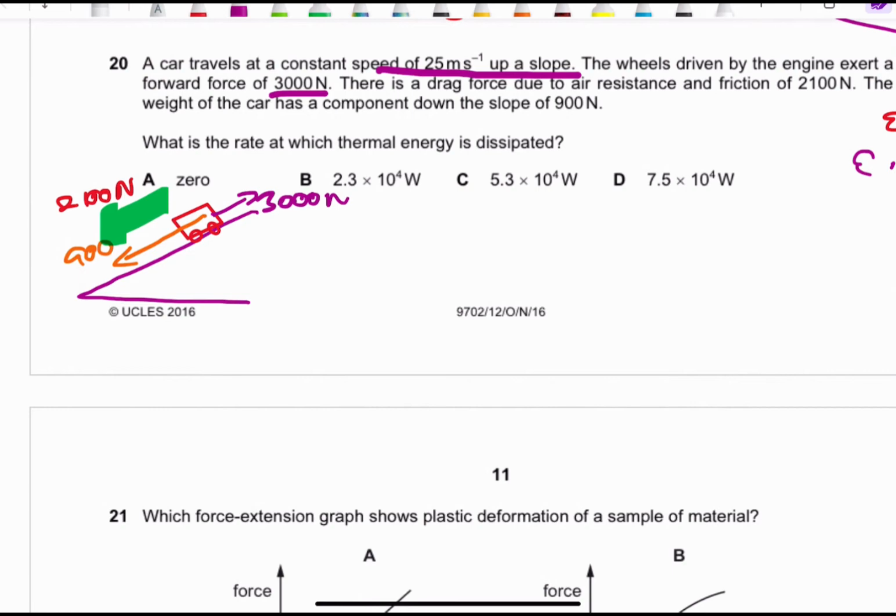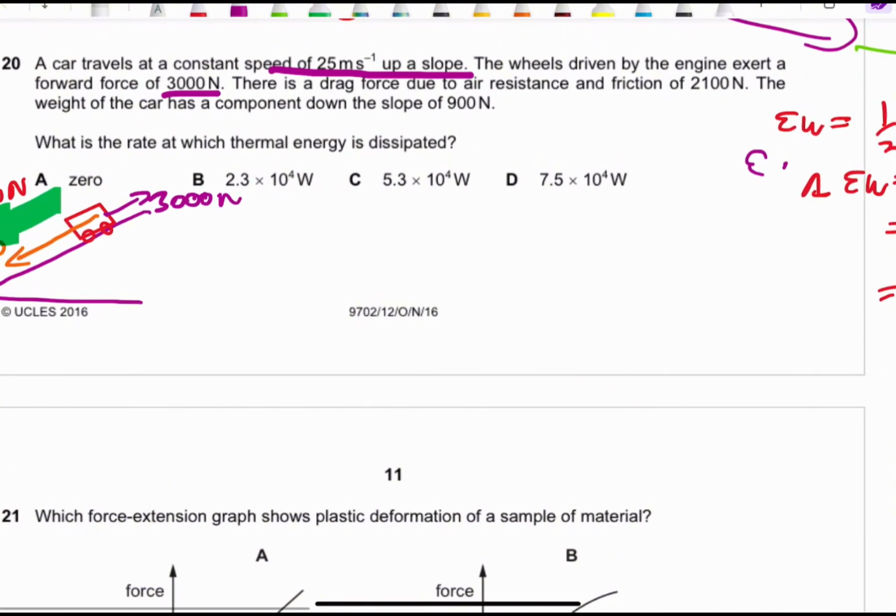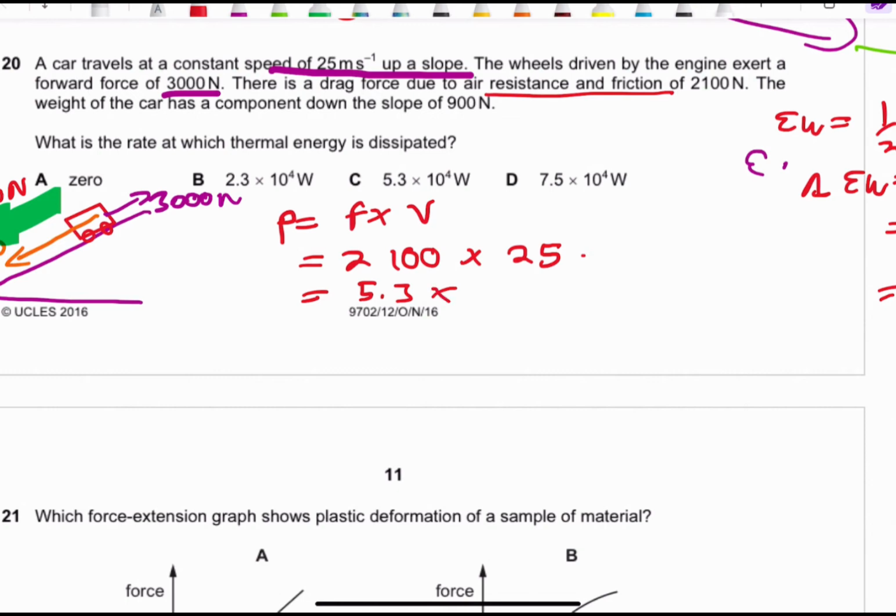At which rate is thermal energy being dissipated? So the rate of energy dissipation, that's just power. And we know that power is equivalent to force multiplied by the velocity. The force is 2,100 because the air resistance is the thermal energy that will be there, right? We dissipate thermal energy when we're overcoming resistive forces. So it's going to be 2,100 multiplied by the speed, which is going to be 25. And that's going to give you about 5.3 times 10 to the power of 4, which is about 52,500, right? So the answer for 20 is C.